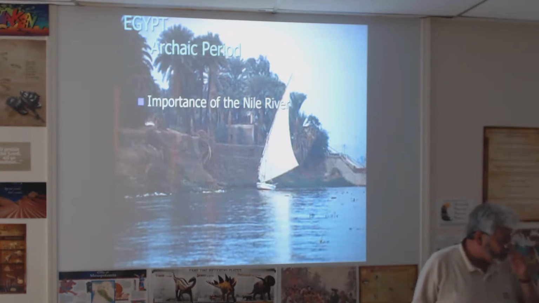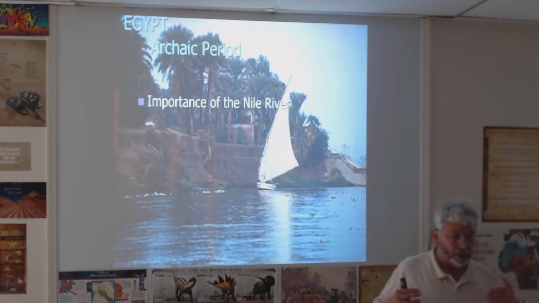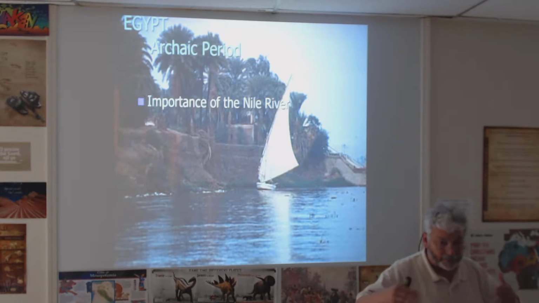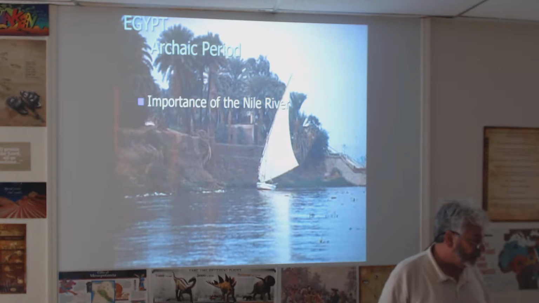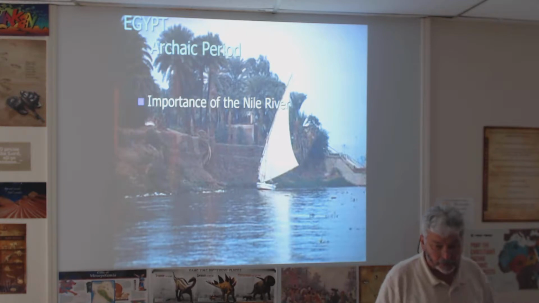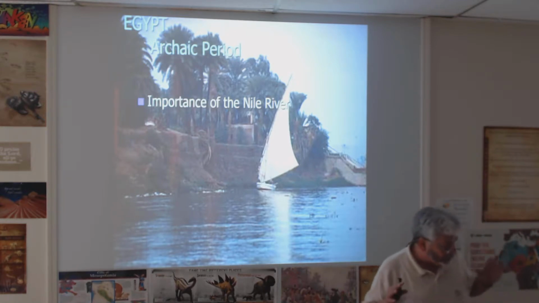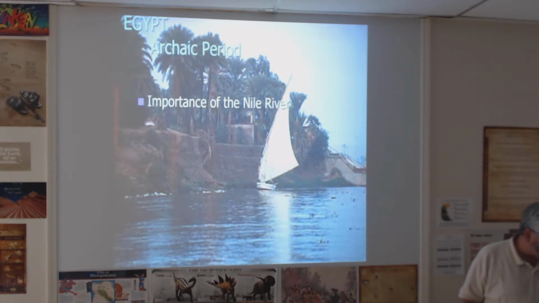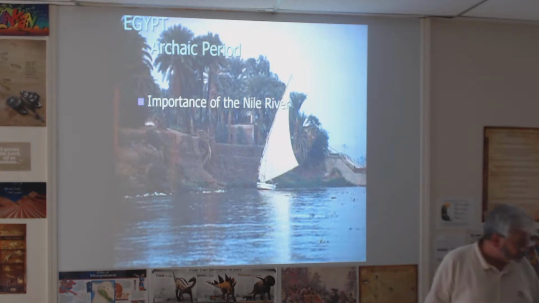In addition, the cataracts that are in the south of the Nile River. The Nile River flows north from the mountains down toward the Mediterranean Sea, and the cataracts, or those little rapids, also prevented people from invading Egypt from that direction, because you can't get your boats through those rapids, those falls. So Egypt was protected by the natural boundaries that were there.